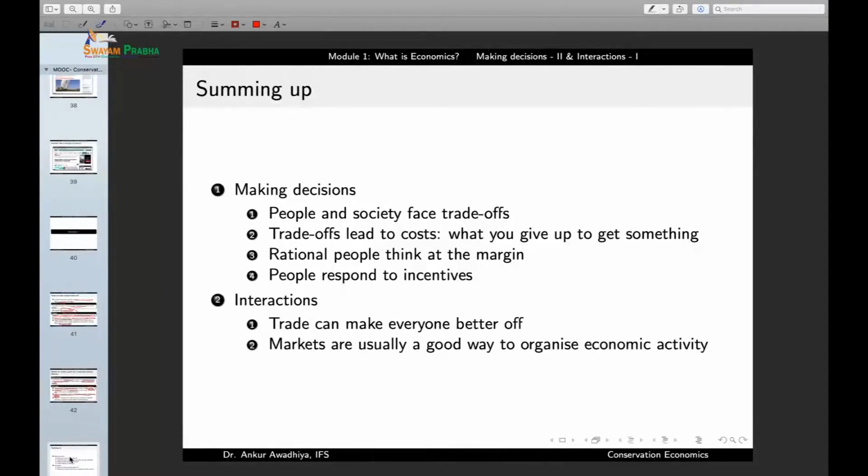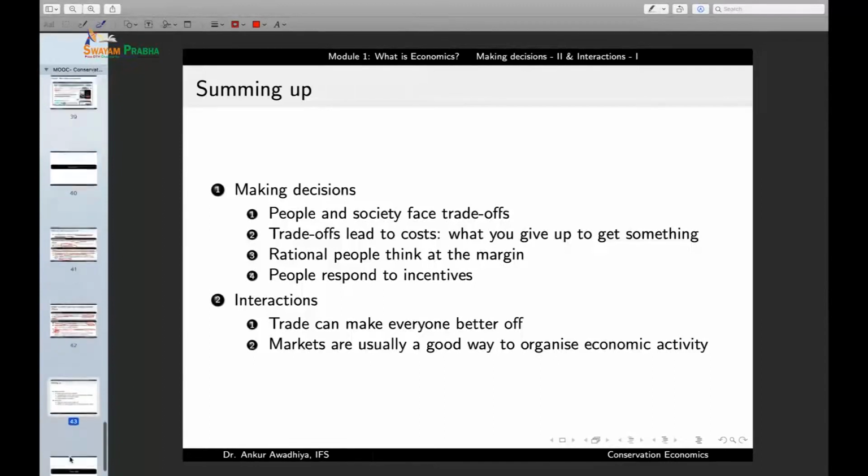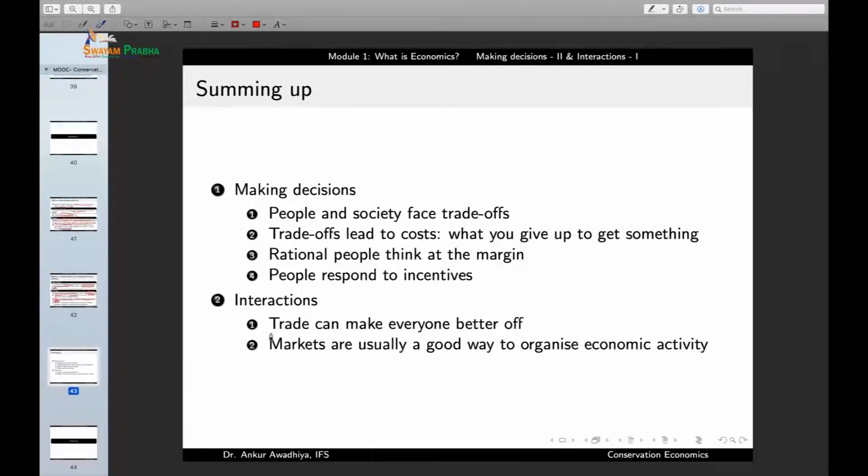So, to sum up, we saw that in making decisions, people and society face trade offs, which lead to cost. Cost is what you give up to get something. We also saw that rational people think at the margin, people respond to incentives, and we also looked at interactions that trade can make everyone better off, and markets are a good way to organize economic activity. So, this is a summing up of what we have seen so far, and that's all for today.